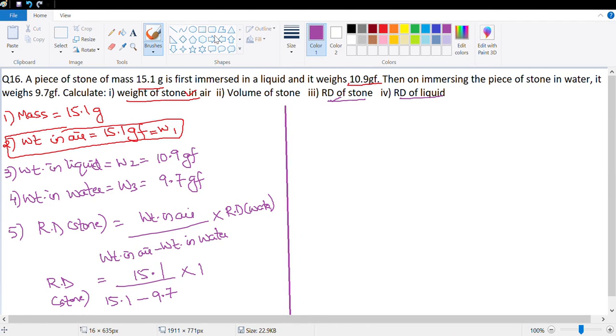So this is point number 6. RD would be equal to 15.1 divided by 15.1 minus 9.7. That's 11 minus 7, 4. 14 minus 9, 5. So this would be 5.4. Let's delete this. I'll need space to work.